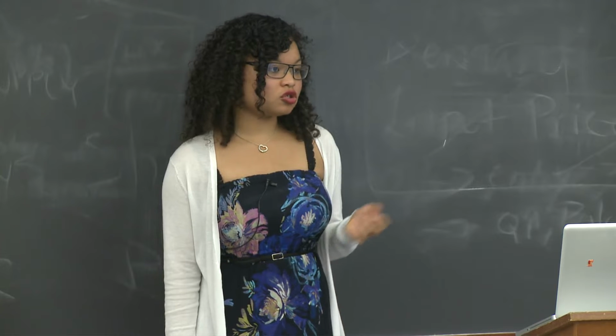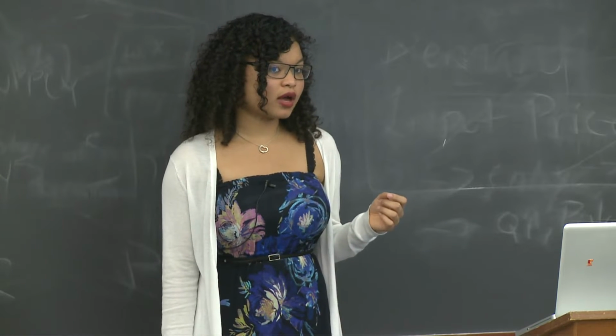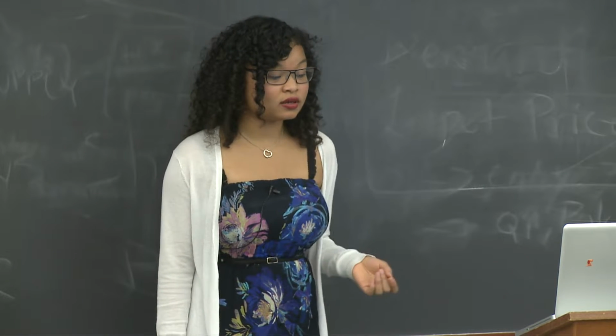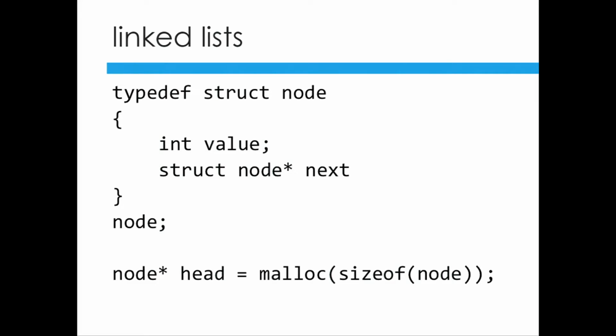Then to keep track of where my first node is in this linked list, I have a node pointer called head, and I malloc space enough for the size of a node. Notice, however, that head is a node pointer as opposed to an actual node itself. So the head doesn't contain any value. It only points to whichever is the first node in my linked list.